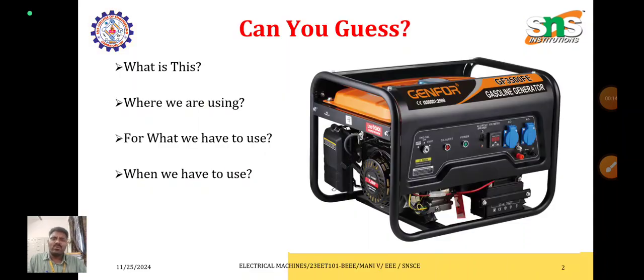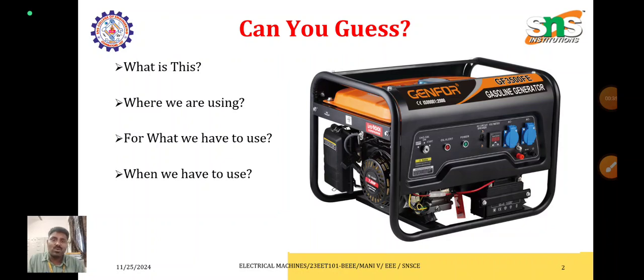So, can you guess what this is? Where are we using these kinds of instruments, and when do we have to use them? Can you answer these questions? Yeah, this is a generator.